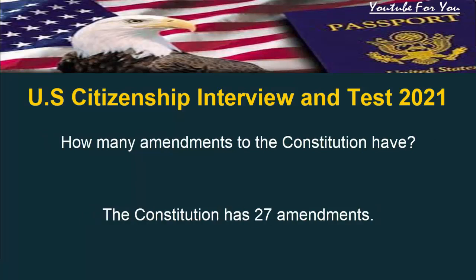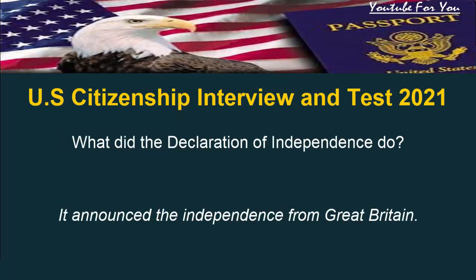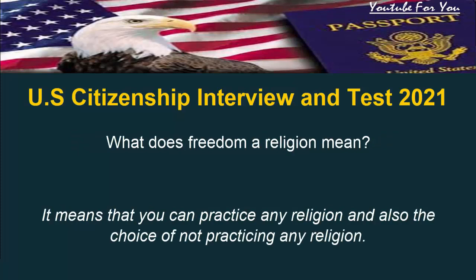How many amendments does the Constitution have? The Constitution has 27 amendments. What did the Declaration of Independence do? It announced the independence from Great Britain. What does freedom of religion mean? It means that you can practice any religion and also the choice of not practicing any religion.